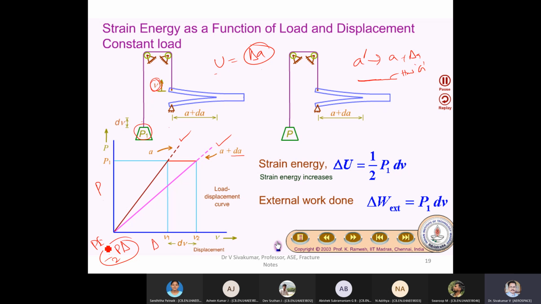Agreeing with me or not? Area under the graph is energy. It's potential energy. So, potential energy is equal to strain energy. That you know? It should be.